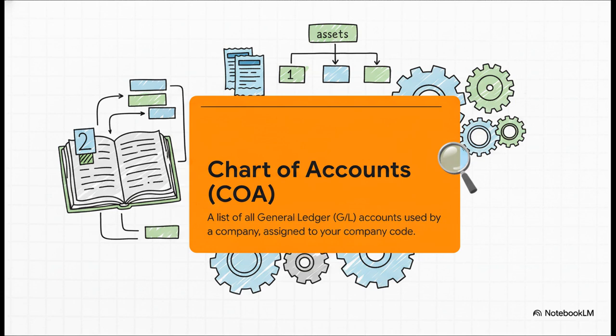This is basically the master index, the grand library for every financial account your company has. It gives everything a logical structure by using number ranges. So, for example, all your asset accounts might start with a 1, and all your expense accounts might start with a 4. It's a simple but incredibly powerful way to organize your entire general ledger. It's the real backbone of your reporting.